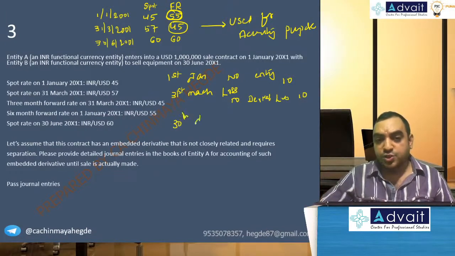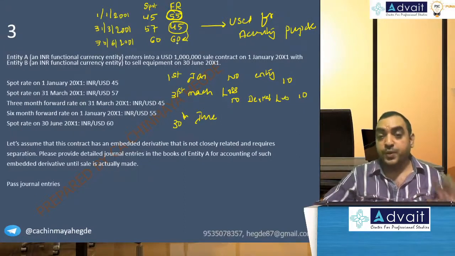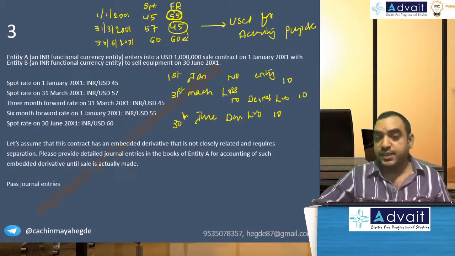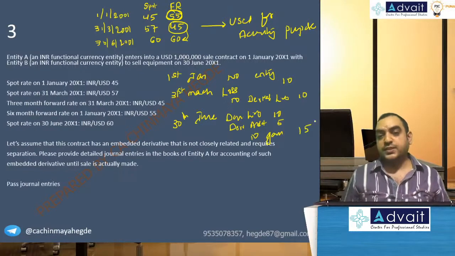On 30th of June, this 45 became 60 rupees. Now you are getting a profit on the derivative liability. Therefore, you are going to do derivative liability account debit 10 rupees. You reverse it and then you account for the change, a 5 rupee profit, that is derivative asset account debit 5 rupees, to gain, that is going to be total 15 rupees.